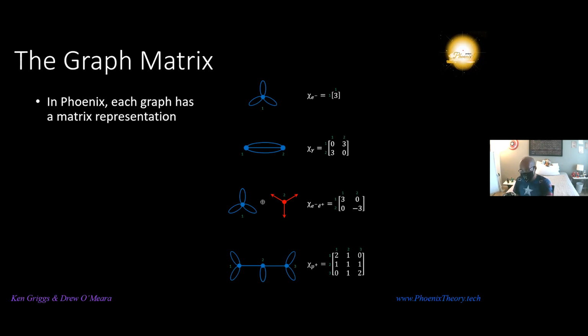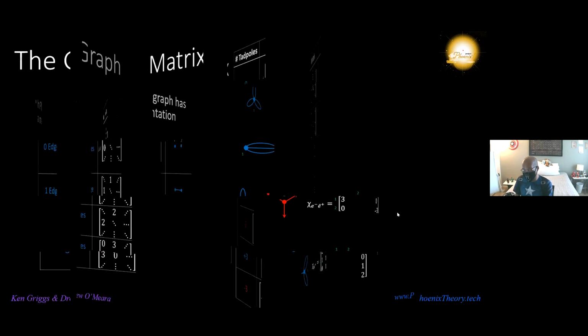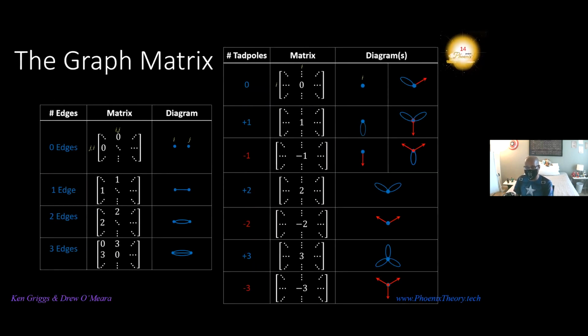Now, in the third case, we have an electron that's being added to or interacting with a positron. And as you can see with the matrix form, the electron takes on the +3, the positron takes on the -3. And then in the final case, we have a proton that we were talking about before that has 2 up quarks and 1 down quark.